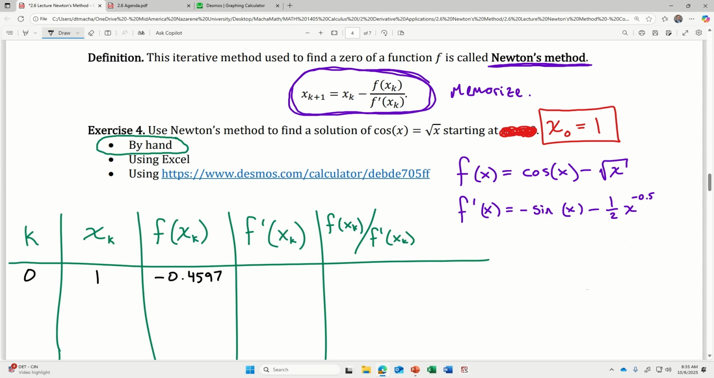So now I need f prime of 1, which is going to be negative sine of 1 minus 0.5 times 1 to the negative half power. And that should be minus 1.341 when rounded to 4 significant figures. Okay, and now we got to divide those numbers. So type in negative 0.4597 divided by negative 1.341. And we get 0.3428.